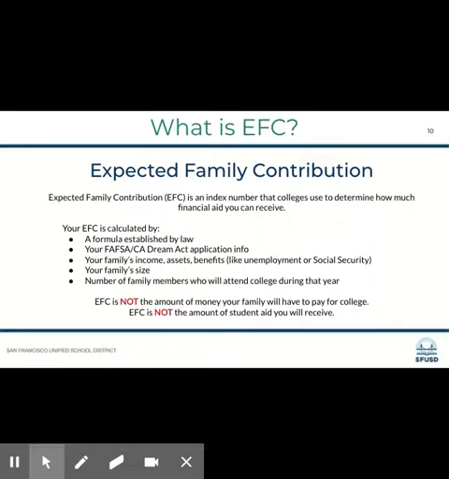So the question is, are you eligible for financial aid? First, let's talk about EFC. EFC stands for your expected family contribution. EFC is a measure of your family's financial strength and is calculated according to a formula established by law. It includes your family's taxed and untaxed income, assets, and benefits such as unemployment or Social Security, your family size, and the number of family members who will attend college. Remember, EFC is not the amount of money your family will have to pay for college, nor is it the amount of federal aid you will receive.